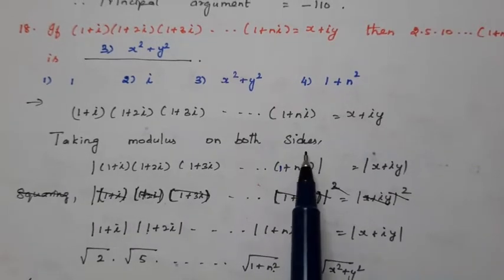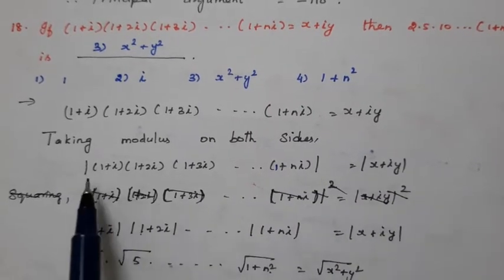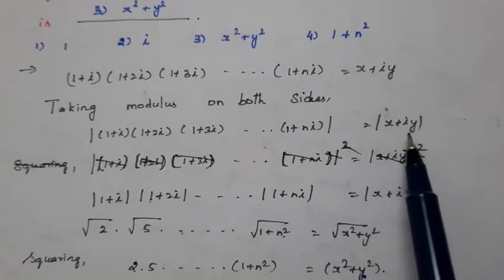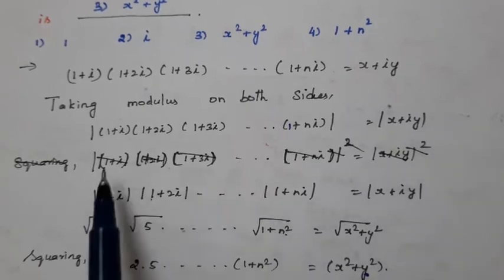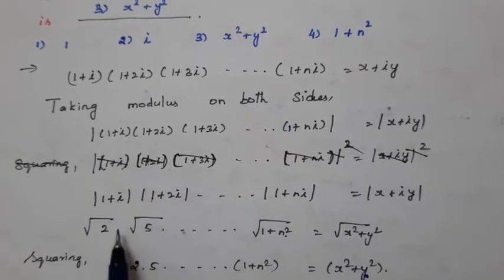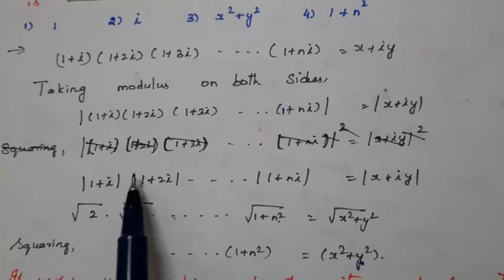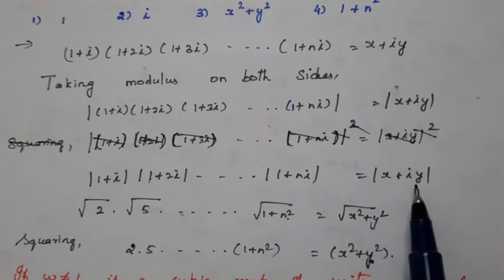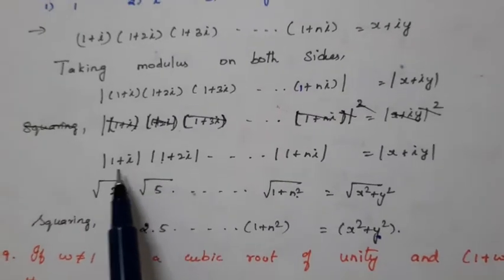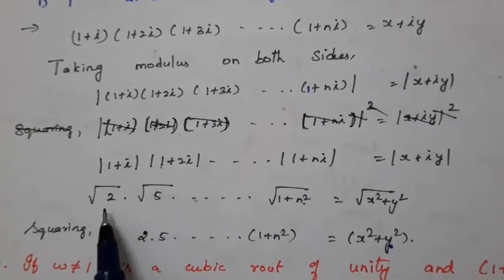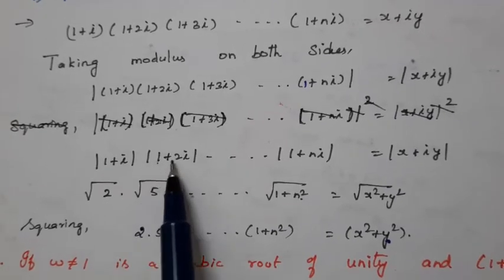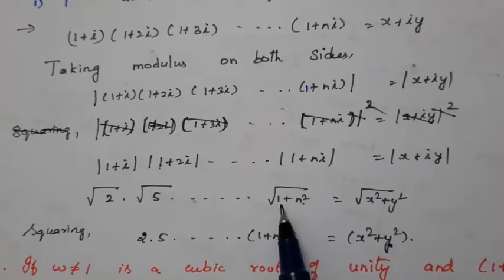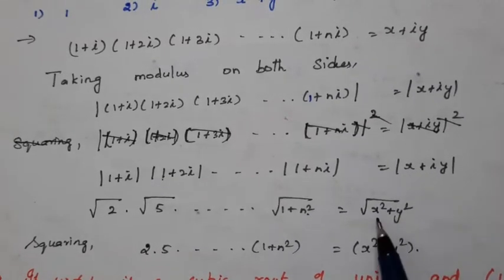So let us take modulus on both sides. On taking modulus, we have modulus of (1 plus i)(1 plus 2i) etc. (1 plus ni) is equal to modulus of x plus iy. Again, using the property of modulus, it can be split up as modulus of 1 plus i into modulus of 1 plus 2i etc. into modulus of 1 plus ni equal to modulus of x plus iy. Then what is modulus of 1 plus i? That is nothing but root of 1 square plus 1 square, that is root 2, and here root of 1 square plus 2 square, that is root 5, etc. Root of 1 square plus n square, that is simply root of 1 plus n square, and here it is root of x square plus y square.